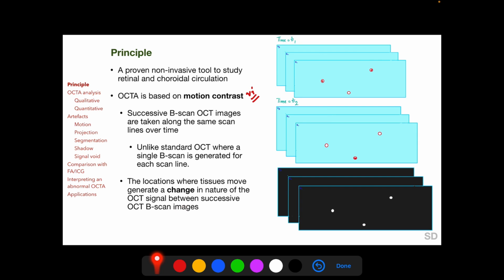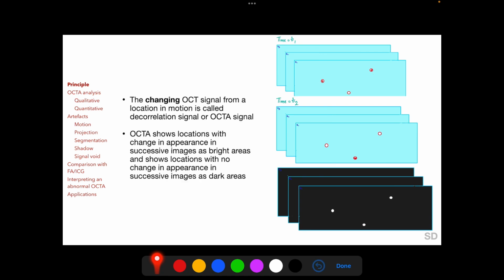So in this diagram, these are the three blood vessels which are scanned by this B-scan plane, and the OCT signal reflected by these blood vessels changes over time as red blood cells move through these blood vessels, and an OCTA signal is generated from each location where there is a change in the B-scan signal reflected from these locations. This changing OCT signal from a location in motion is called decorrelation signal or OCTA signal.